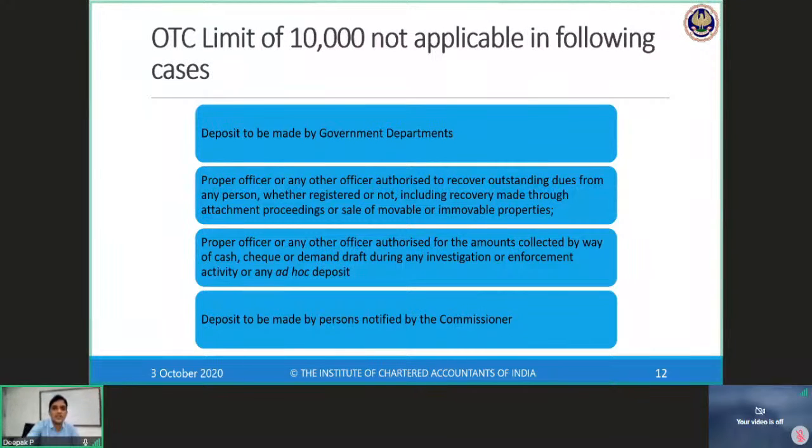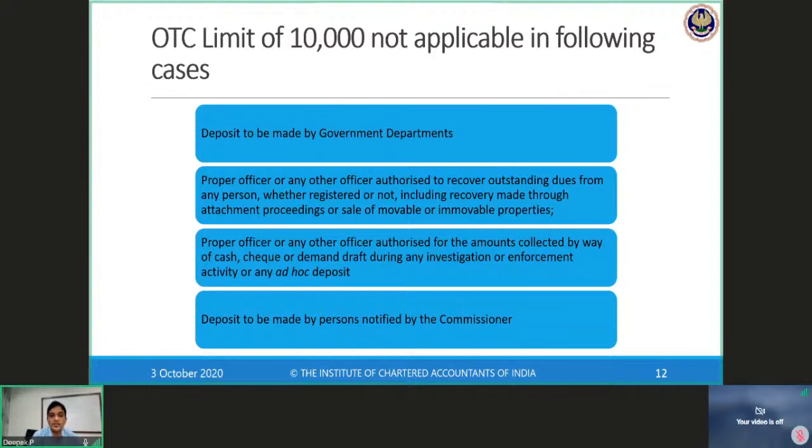It is not the case that since government is there, the GST goes to the government, so the other government will not collect. No, each government has its role to play. The government in the finance ministry is different, and the other governments are different. So any transactions done by the government are also liable to GST. So for deposits made by government departments, there is no limit of 10,000 for them.